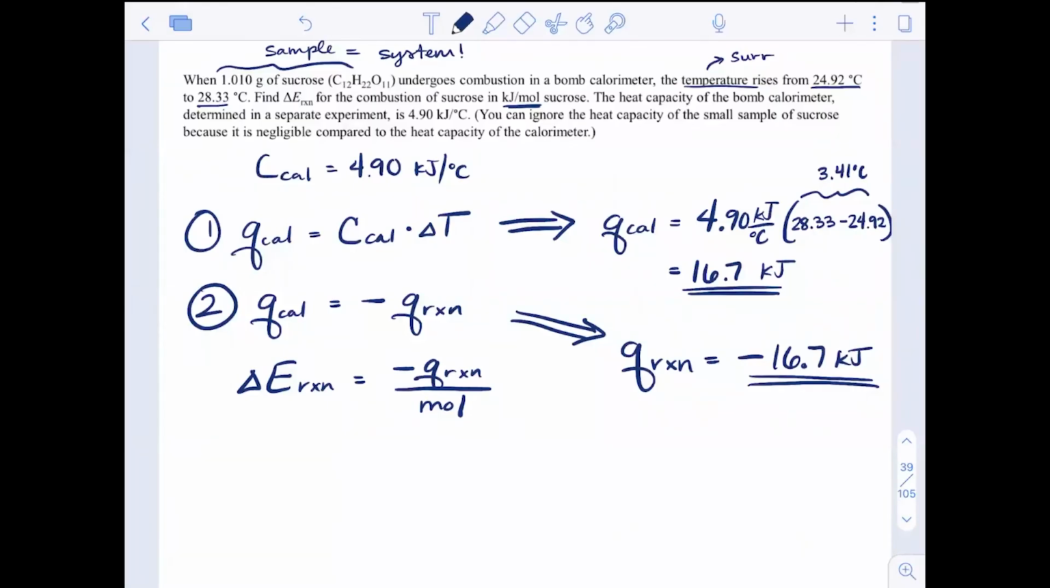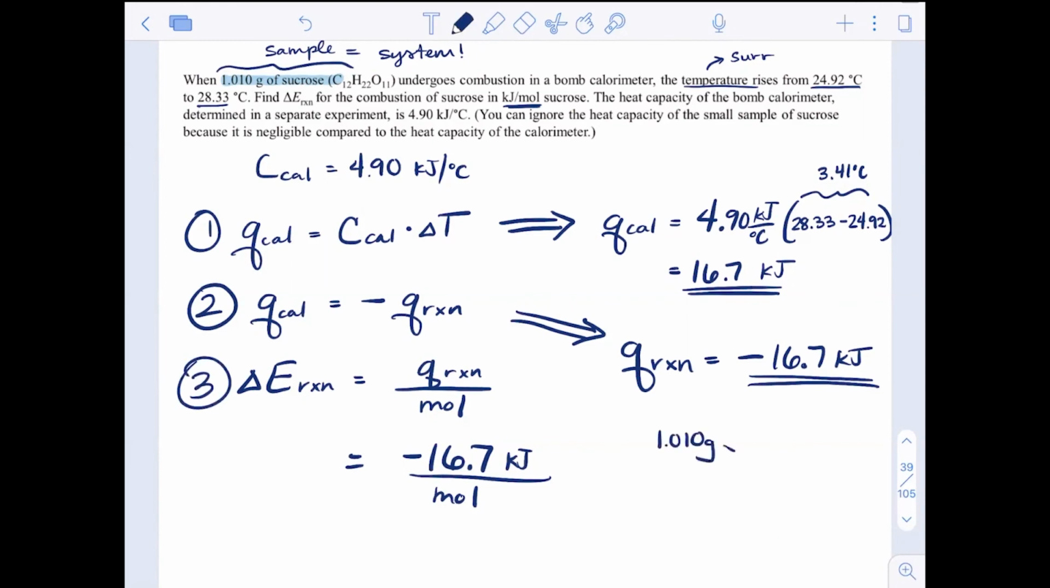So final step, we want to take that Q over moles, okay? You don't need the negative here if you already switched the sign, so I don't want to confuse anyone. But we have that negative 16.7 kilojoules over the moles. How do we find the moles? This is where we need to go back to the amount of sucrose that we had in the sample. So step number 3 is going to be calculating the moles.